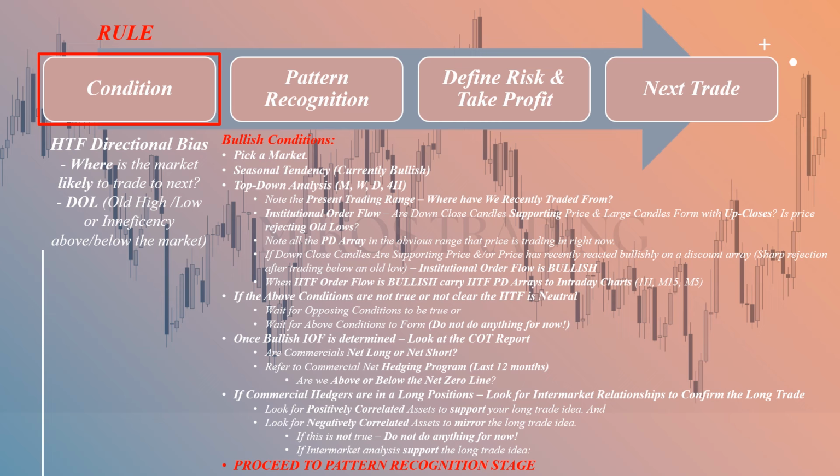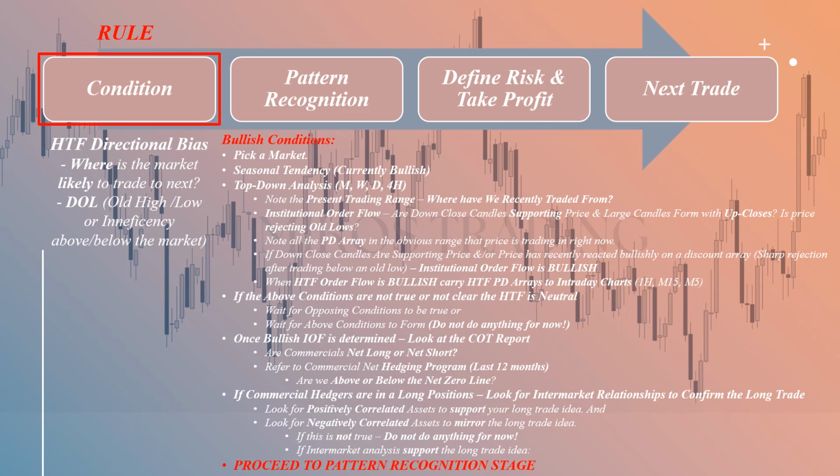Here are my bullish conditions for determining higher timeframe directional bias. First, I pick a market that I'm looking to trade. Then I demand that the bullish seasonal tendency is currently present. After that, I proceed to the top-down analysis. I start with the monthly and then I go to the weekly, daily and 4-hour chart. I know the present trading range and look at where we have recently traded from.